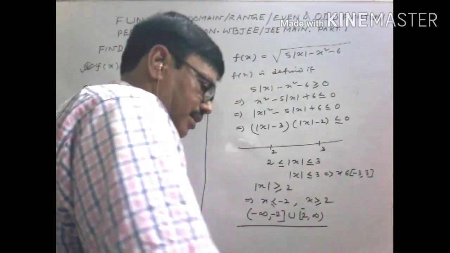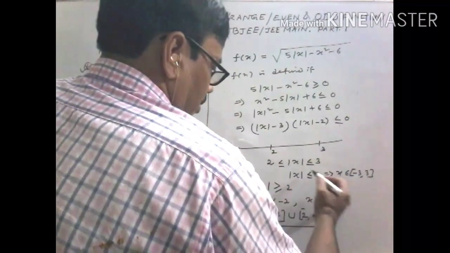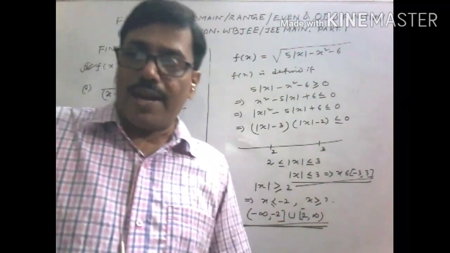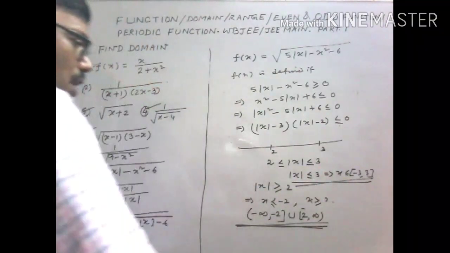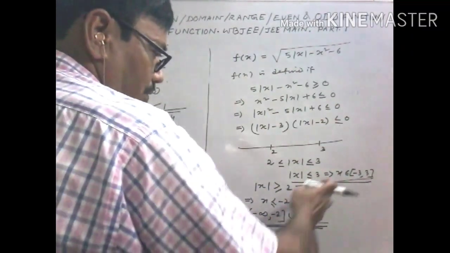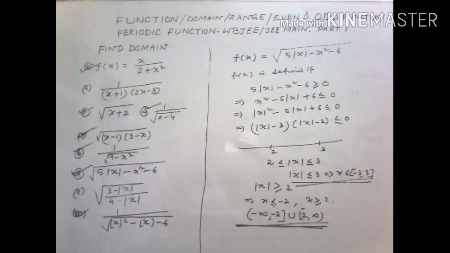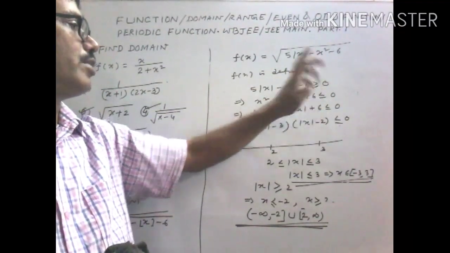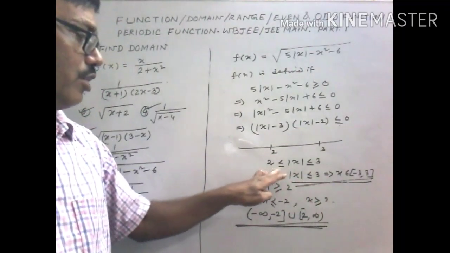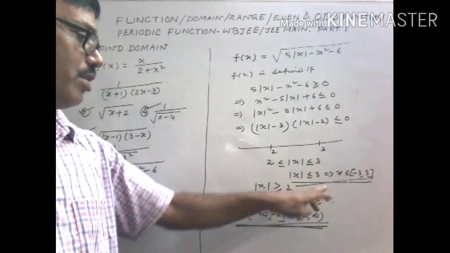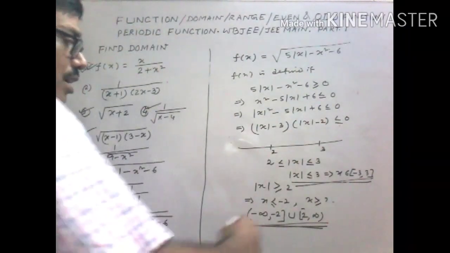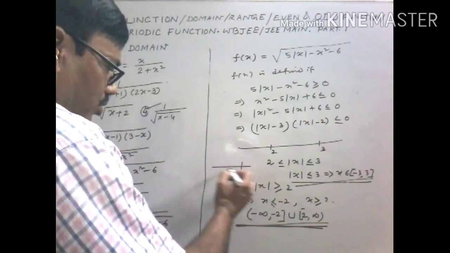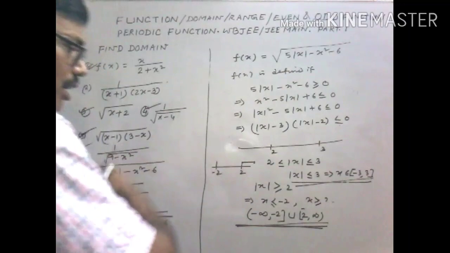Now we write the answer. For |x| less than or equal to 3, this is one interval and this is the second one. So the final answer is this part plus this part. This means union of this interval and this interval. So listen again. f(x) equals this. f(x) is defined if this is greater than or equal to 0. Solving, we get two inequations in terms of mod. So |x| less than or equal to 3 means x belongs to minus 3 to plus 3. And this is outside: |x| greater than or equal to 2, so minus 2, so outside the interval.